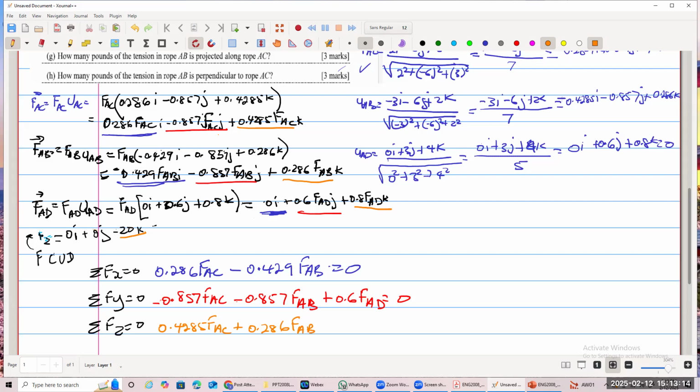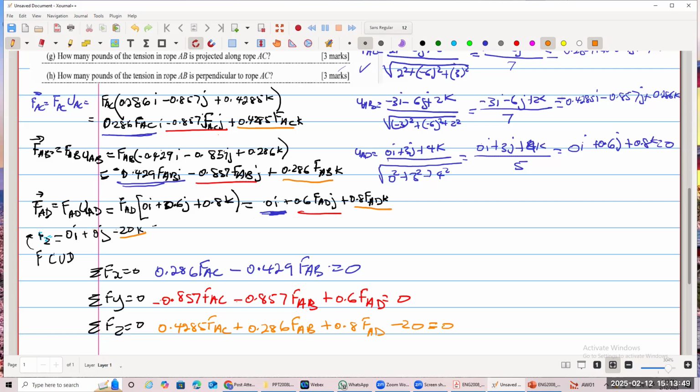And then the next one would have been plus 0.8 FAD. And the last one would have been minus 20 equals 0. All right, so let's check those that we have derived to see if those are correct. Let's check them, see everything that we have written so far.